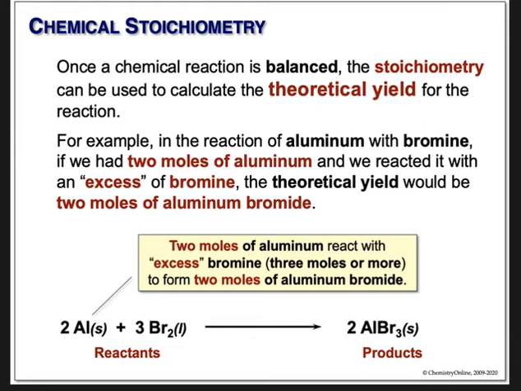Thinking about it this way, if we had 2 moles of aluminum, and we had all the bromine in the world we wanted, we'll call that excess. We have excess bromine and at least 2 aluminums, we will get 2 moles of aluminum bromide. Theoretical yield. If everything works, this is what we should get, 2 moles. Any questions? Simple stoichiometry.